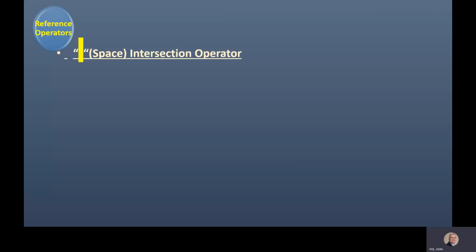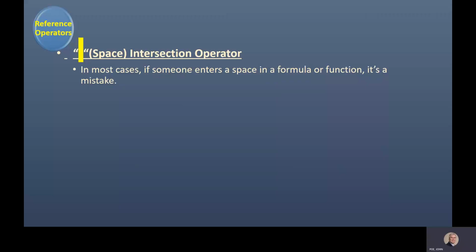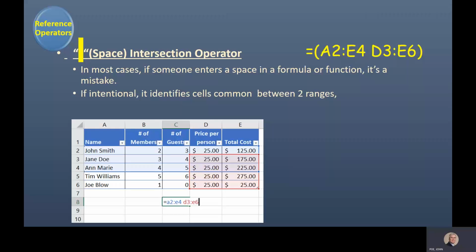The reference operators, the last one is the space. In most cases, if you put a space in a formula or you see it inside a formula, it's probably a mistake. However, there is a case where you want to do that, and that's where you want to find the area that intersects two separate ranges. In this case, the area that's common to both these ranges, the red and the blue one, I've highlighted in gold here.